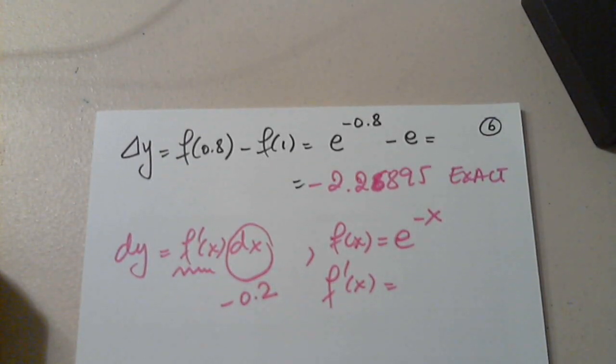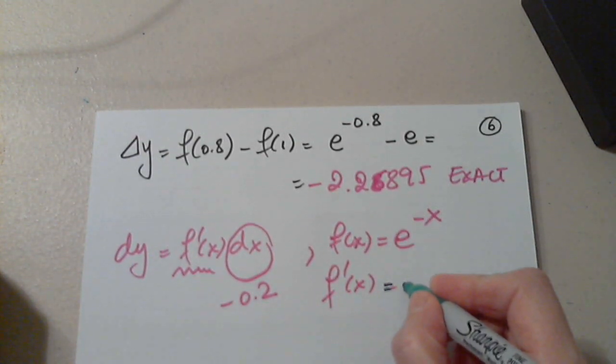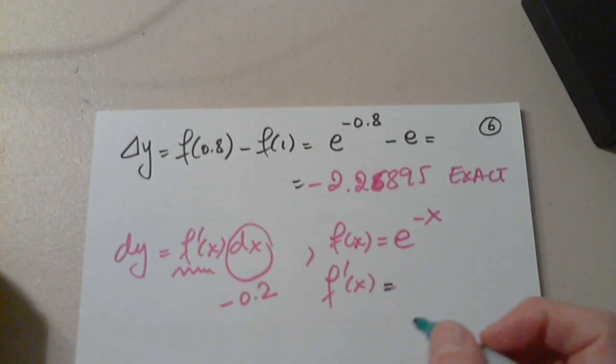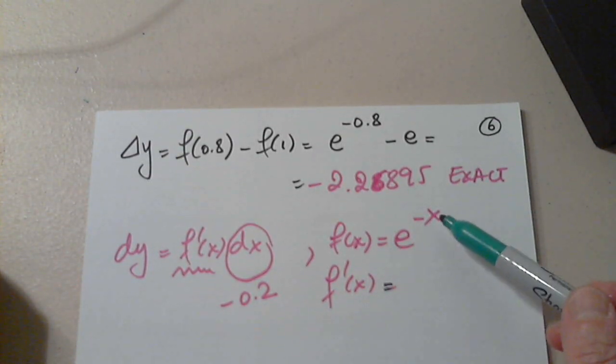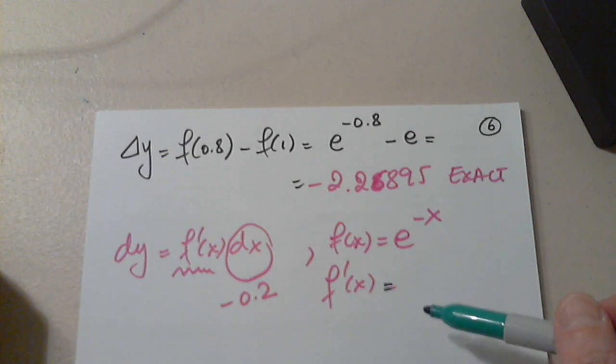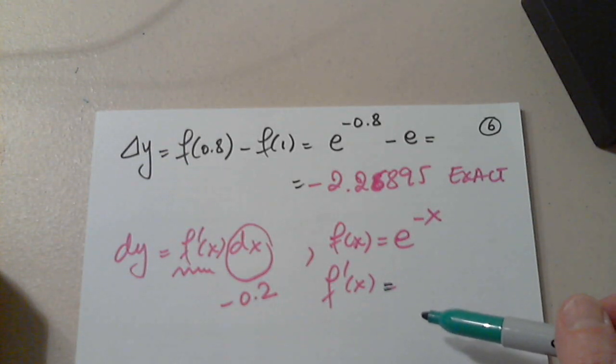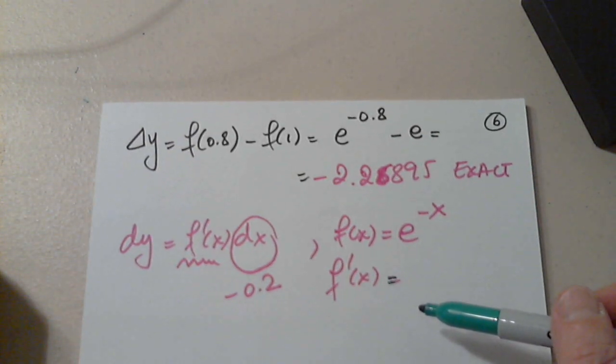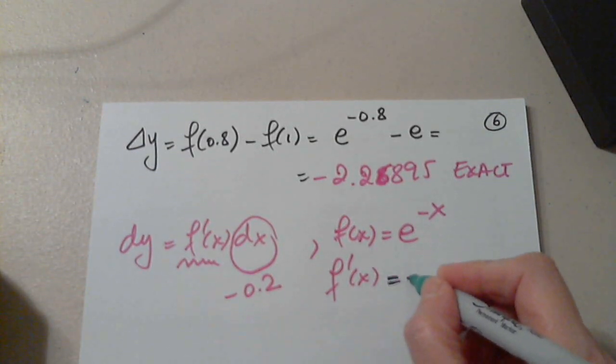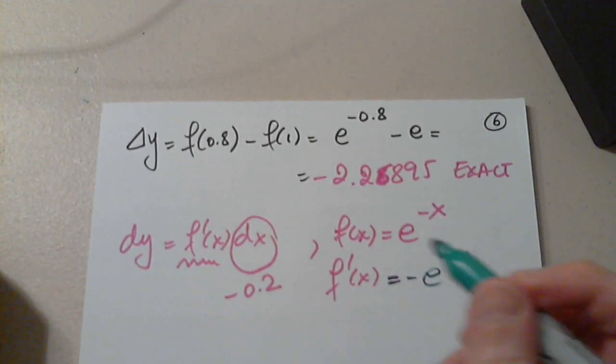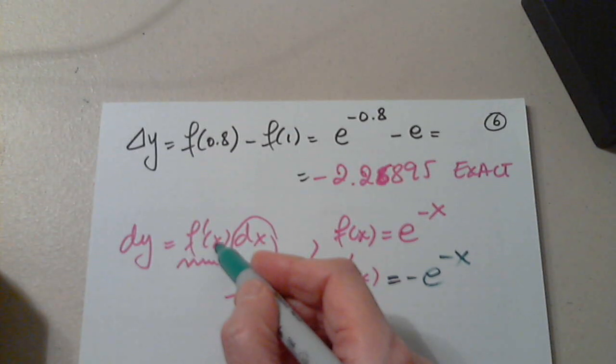The derivative of e to negative x. Would it be negative x to the e? That's not right. So remember, it's e to a function prime is e to the function times the inner function prime. What would it be? Negative e to the negative x. That's it. And now, of course, I have to plug in 1.